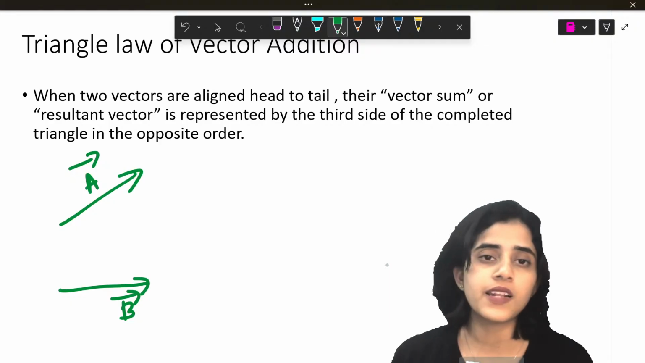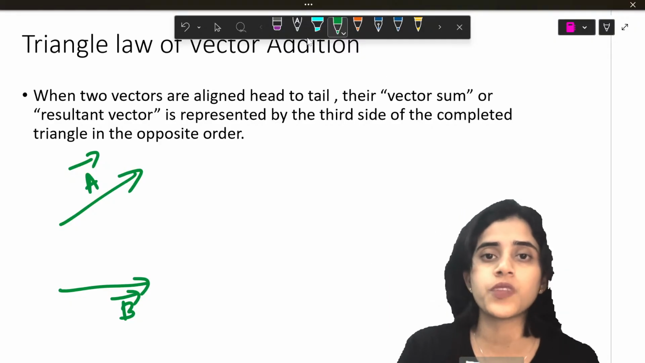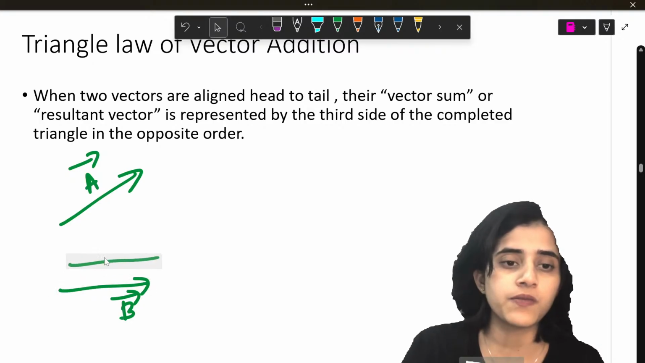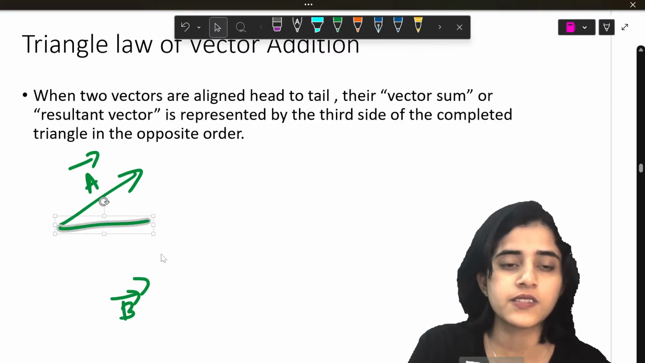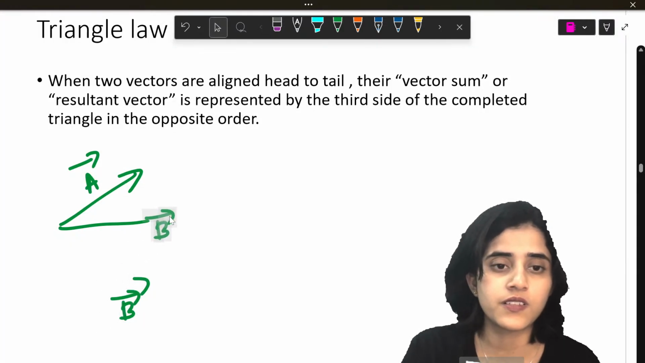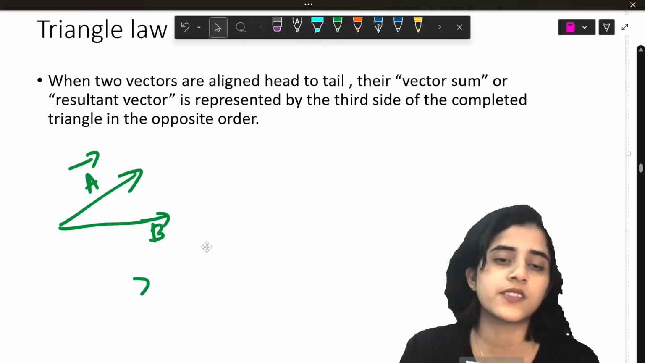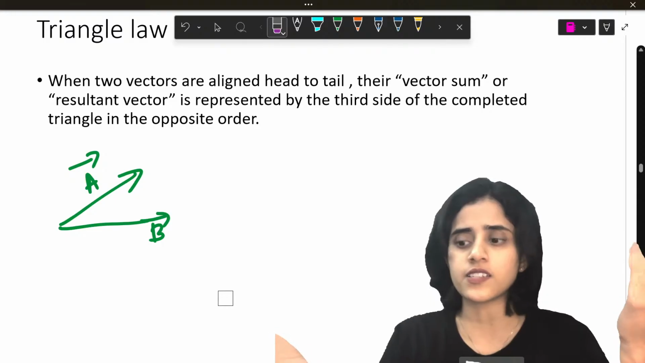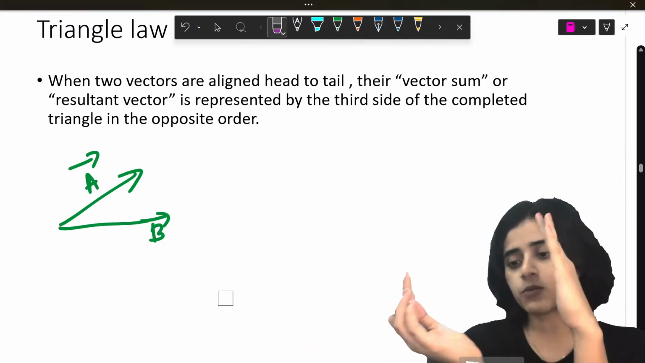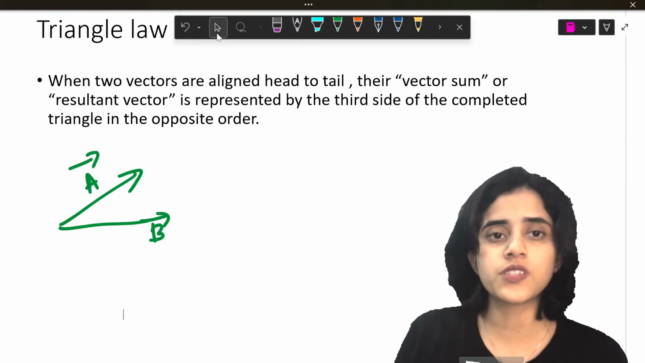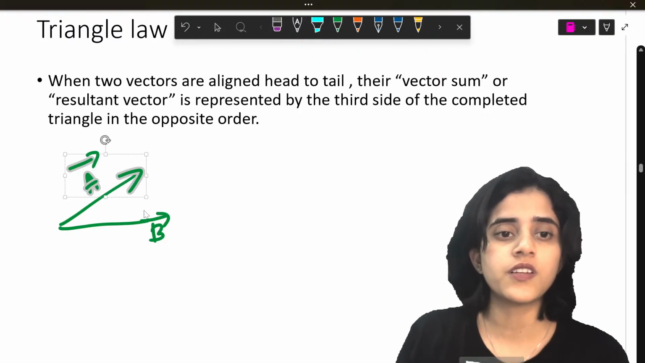To add them like a triangle, what should you do? You should take A and B and put them like a triangle. So you should take this B and put it like this. Do you understand? You should put it like this. Now it formed a triangle. There were two individual vectors, but you put them together.